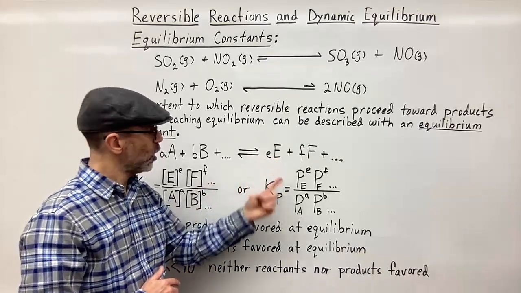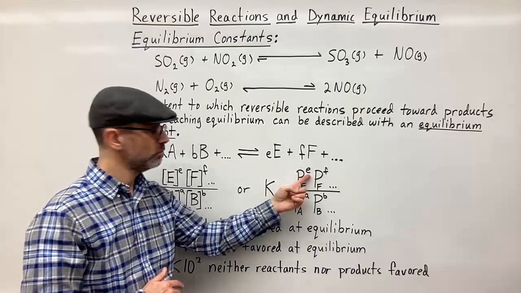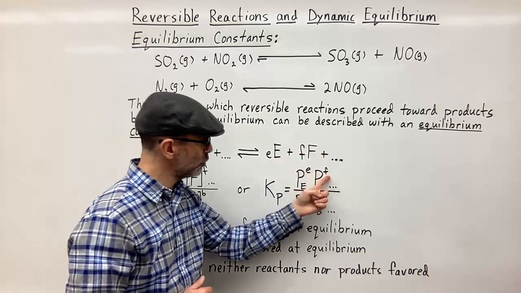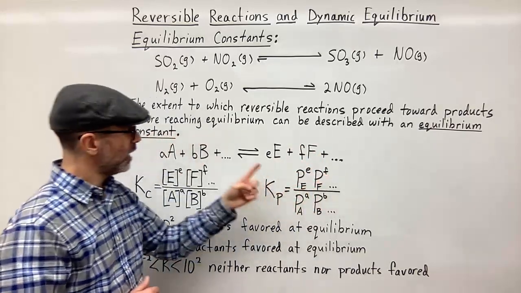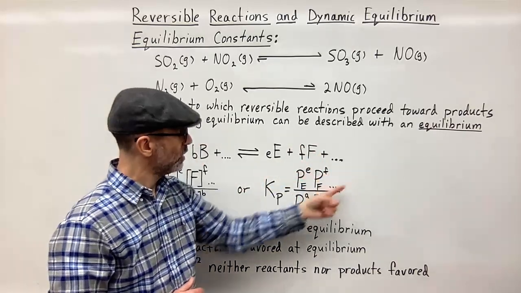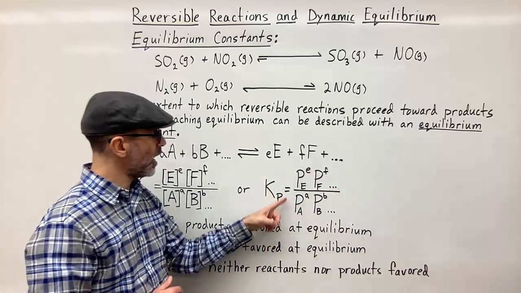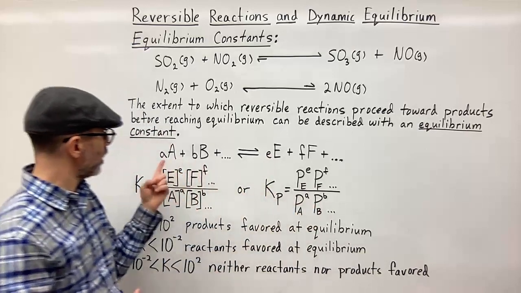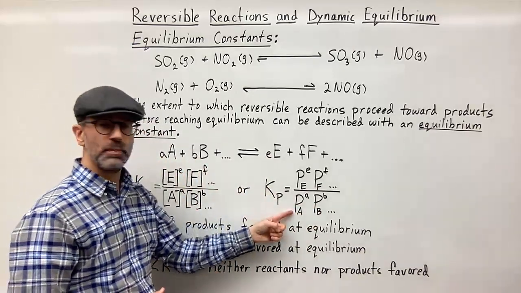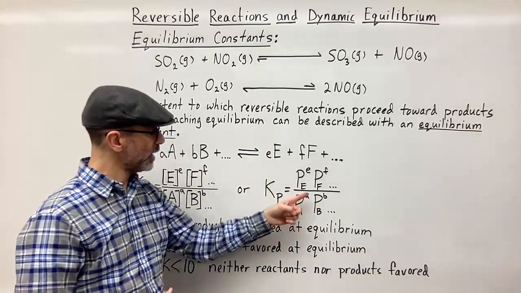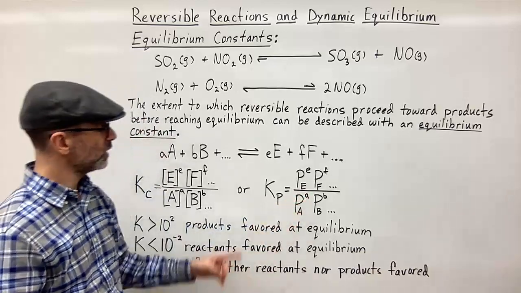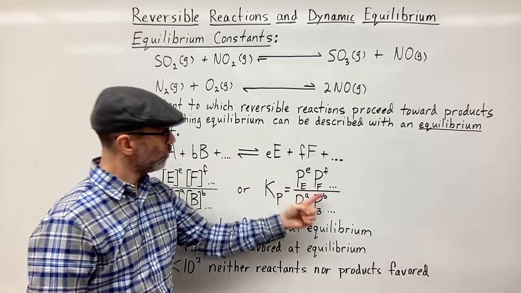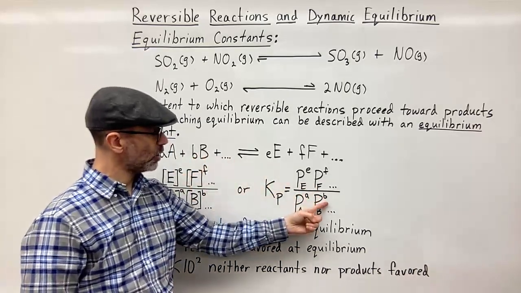product E raised to the e power, multiplied by the partial pressure of F raised to the f power, and then so on, G, and so on. And then divided by the reactant partial pressures. So here I have A, so it would be divided by the partial pressure of A raised to the little a power, multiplied by the partial pressure of B raised to little b power, and so on.